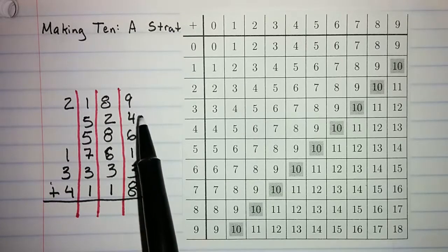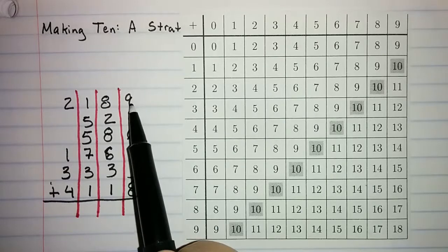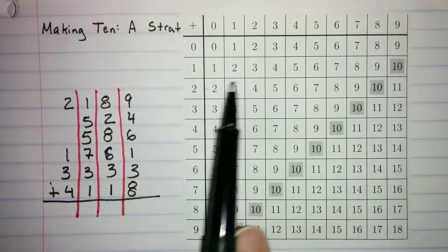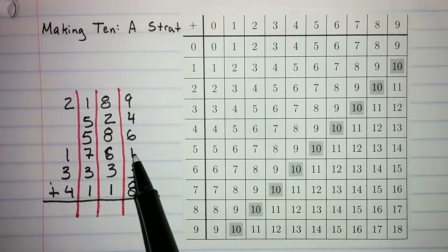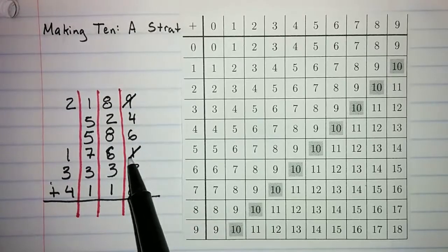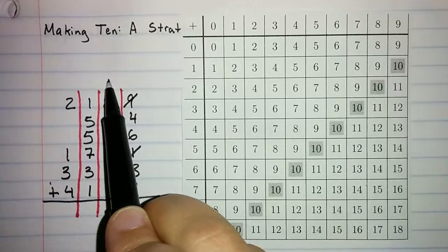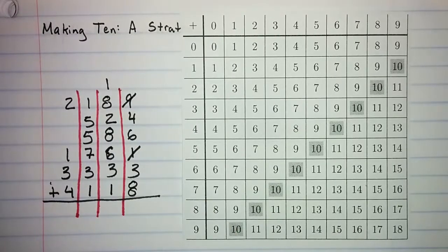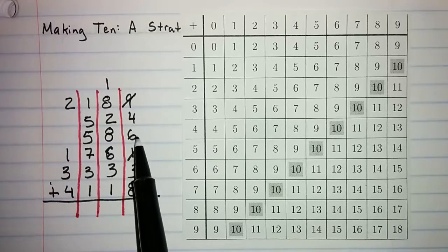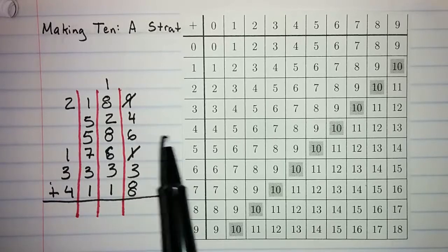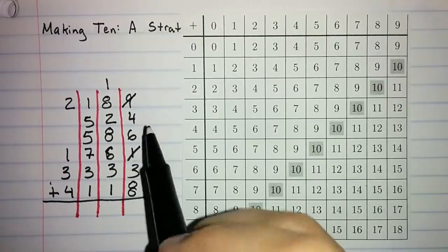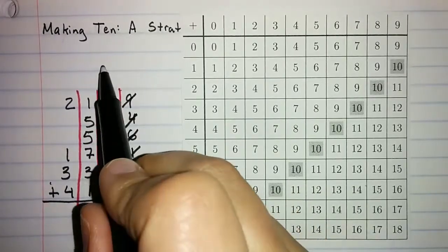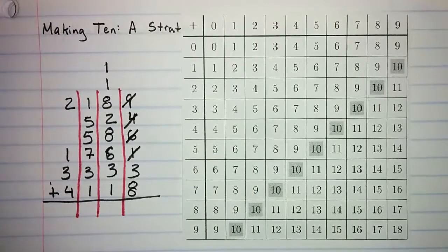Let's see, what do I see? I see a 9. Is there a 1 to go with it? Why, yes, there is. 9 and 1 is 10. That makes 10. I'm going to carry 1 already. I see a 4. Is there a 6 to go with it? Well, yeah, right here. So 4 and 6 makes another 10.